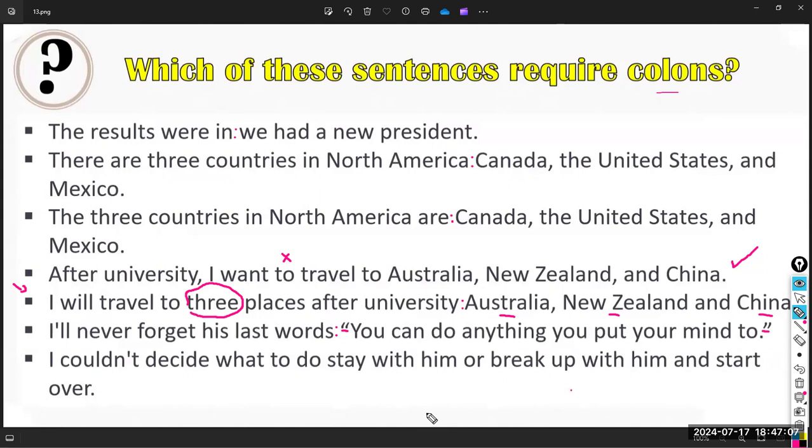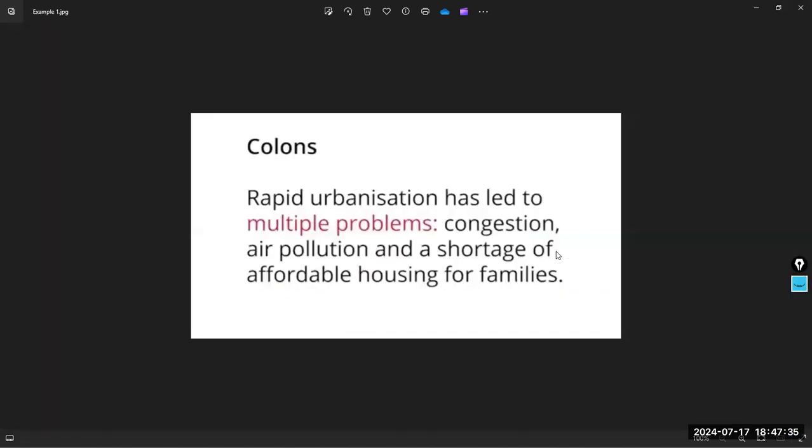Okay. Two options. So after "to do". Yes, exactly. The first option, stay with him, or the second one, break up with him. Exactly. Thank you so much. So, I couldn't decide what to do. Let me tell you. Stay with him or break up with him and start over. Exactly. So please be careful about using the colon because you notice that it is really important.